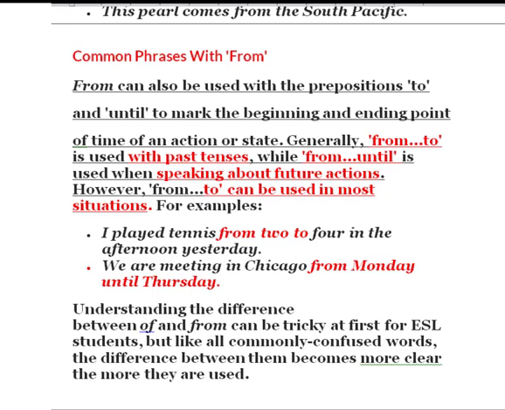We have some examples. I played tennis from 2 to 4 in the afternoon yesterday. It's about past tennis. We are meeting in Chicago from Monday until Thursday. We use from until.